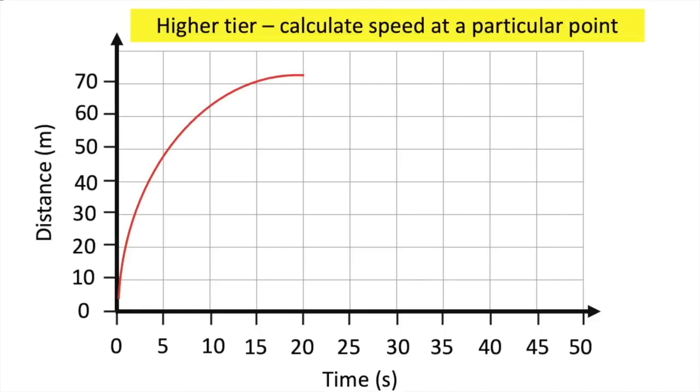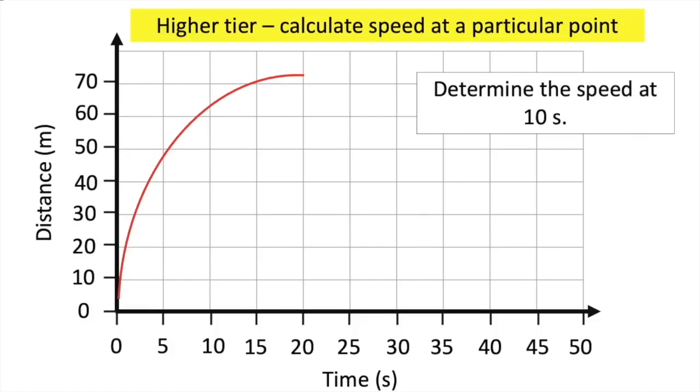If you're doing higher tier, you'll have to calculate the speed at a particular point on a distance time graph. For example, you might be asked to calculate the speed at 10 seconds. And in this case, you'd have to draw a tangent on the graph at 10 seconds. So here is our 10 seconds going up here, and that's why we've drawn a tangent at this point, which is a straight line as close to the graph as you can get it.